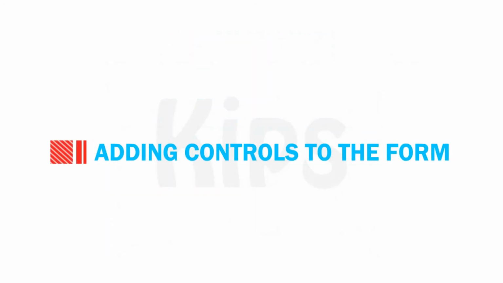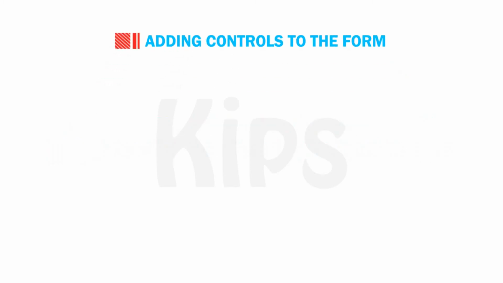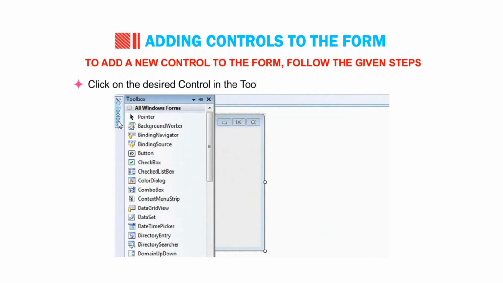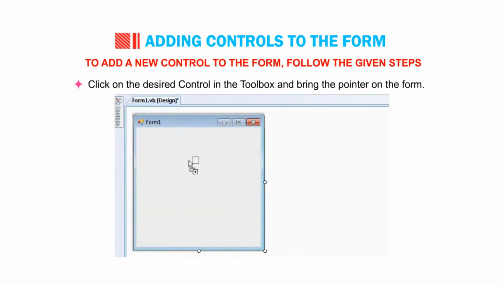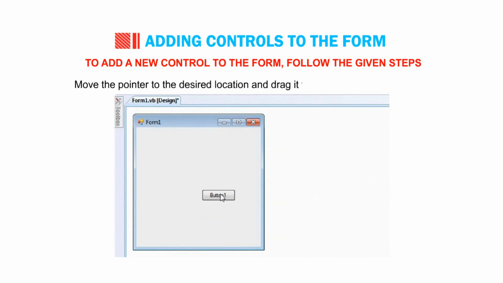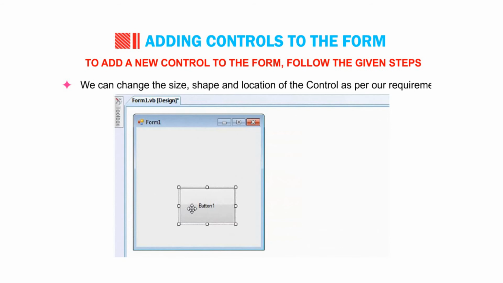Let's now find out how to add controls to the form. To add new control to the form, follow the given steps. Click on the desired control in the toolbox and bring the pointer on the form. The pointer will change to crosshair plus symbol. Move the pointer to the desired location and drag it to draw the selected control. The control will be placed on the form. We can change the size, shape and location of the control as per our requirement.